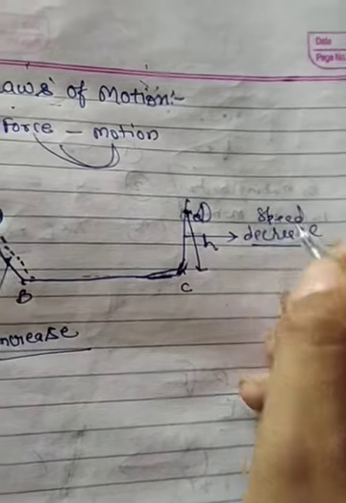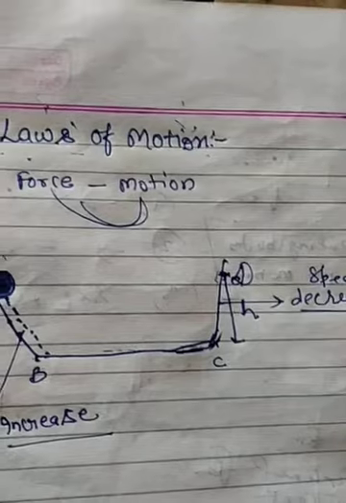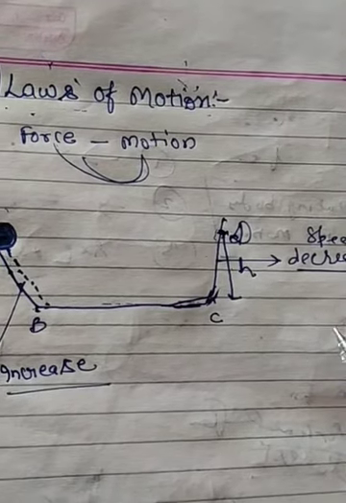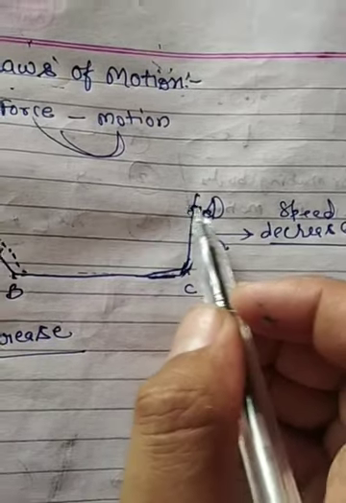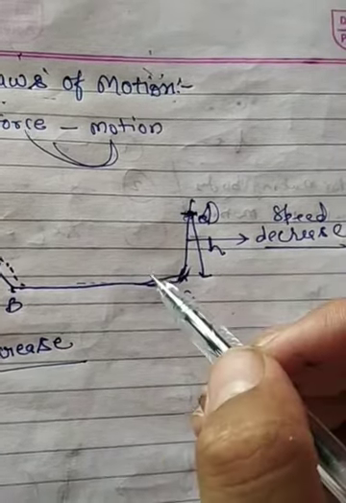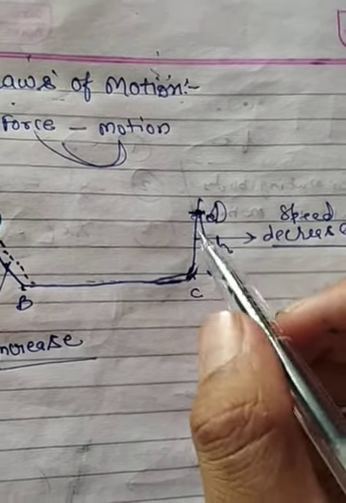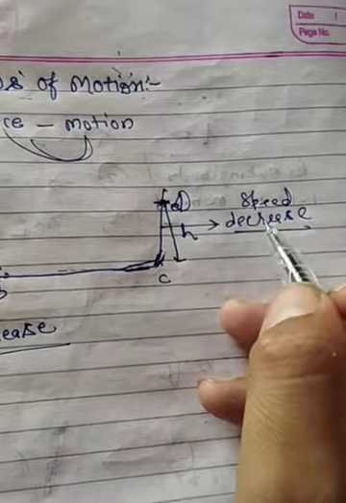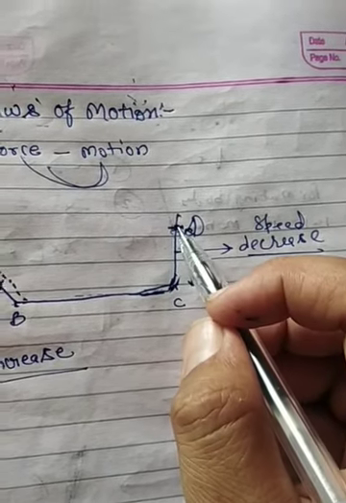Speed will decrease from C to D points, and it comes to rest at which point? D point only. Okay? Means if a ball is moving up to a certain height, then the speed of the ball will decrease. So at this point it comes to a rest position.